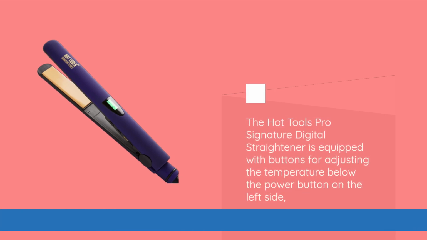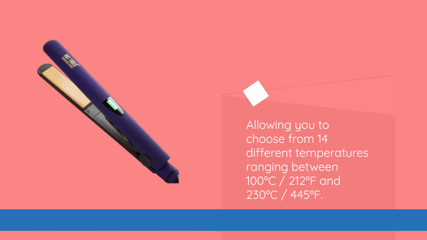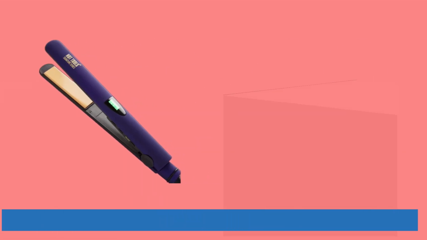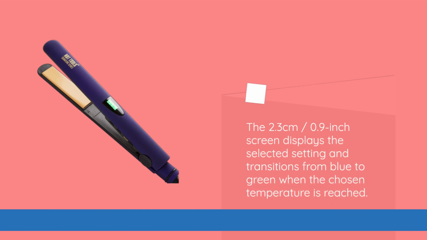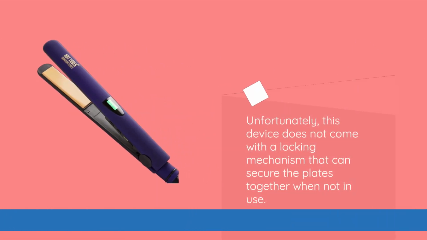The Hot Tools Pro Signature Digital Straightener is equipped with buttons for adjusting the temperature below the power button on the left side, allowing you to choose from 14 different temperatures ranging between 100 degrees Celsius, 212 degrees Fahrenheit and 230 degrees Celsius, 445 degrees Fahrenheit. The 2.3 centimeters, 0.9 inch screen displays the selected setting and transitions from blue to green when the chosen temperature is reached.